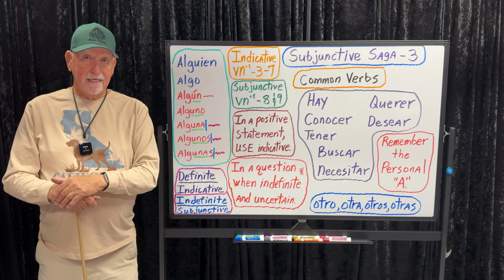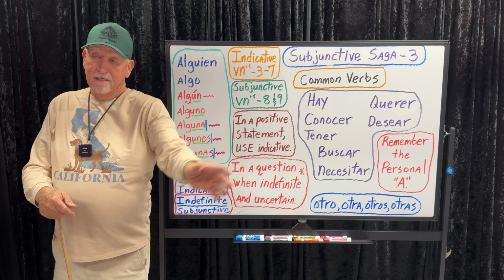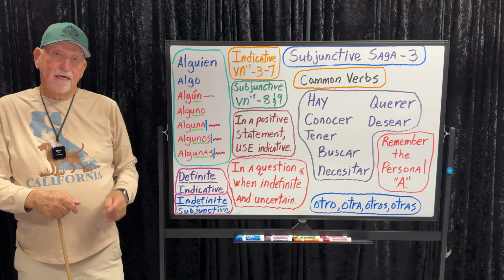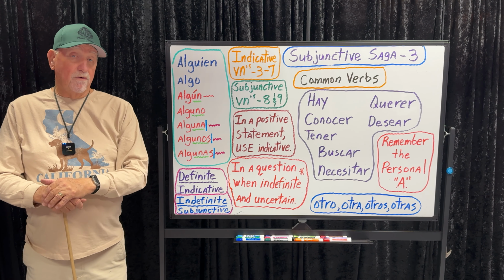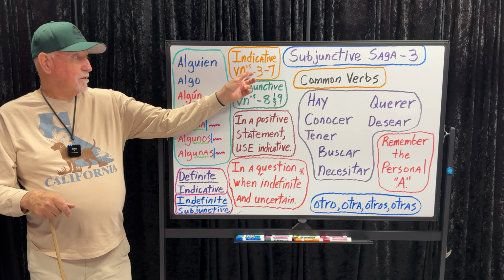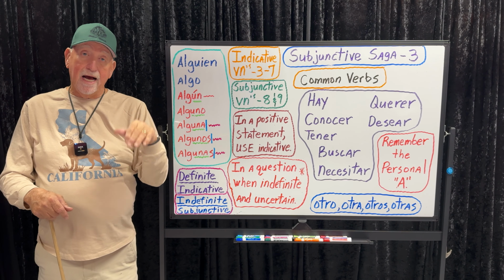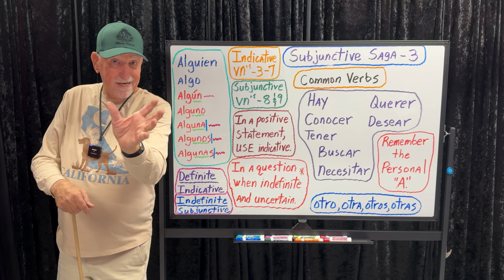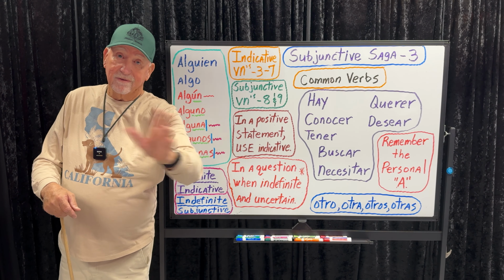Hay alguien aquí que. After that que, where are you going? Are you going habla or hable? Well, the answer is hable because it's uncertain. Hay alguien aquí que hable francés? If I want to make a statement and say there is someone here that speaks French, then I'm going to go with the present tense. Hay alguien aquí que habla español. We want to make sure when you get to that que, you got to make a choice, indicative or subjunctive.